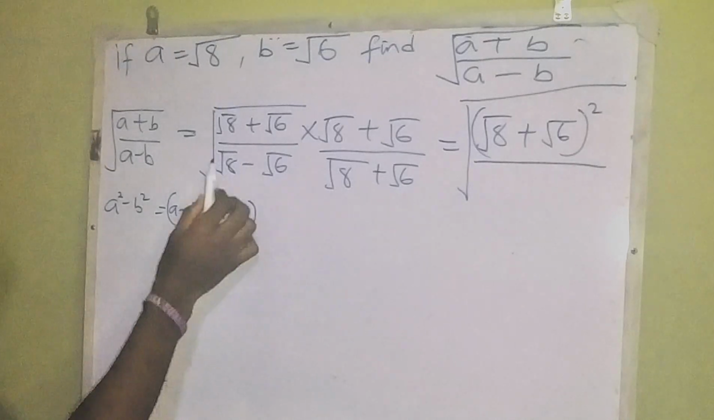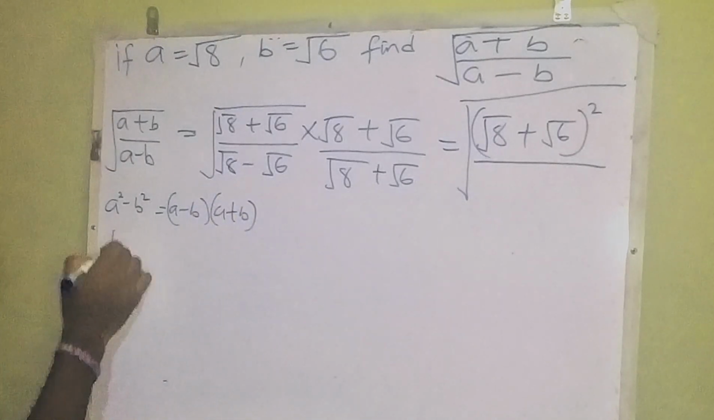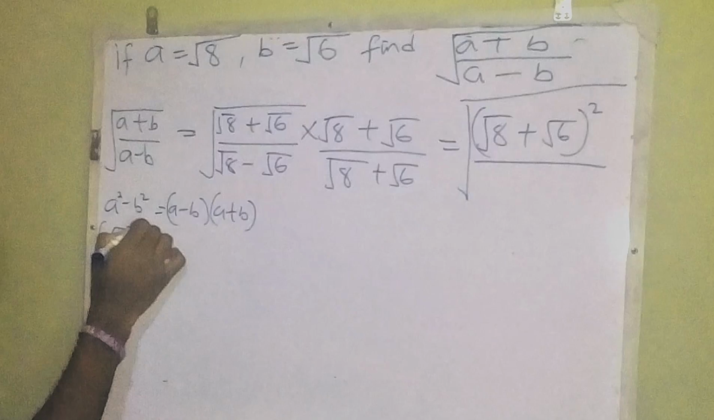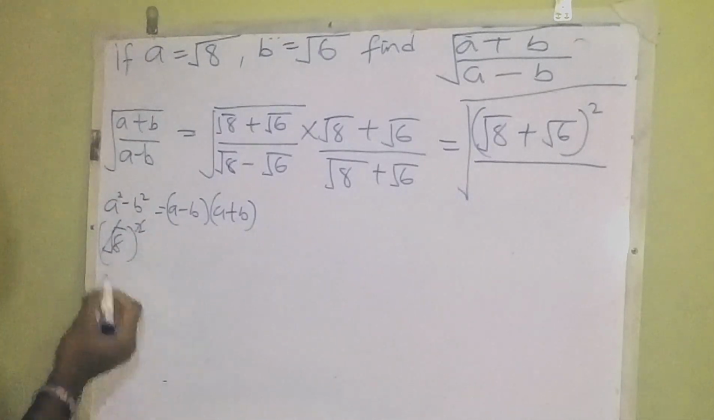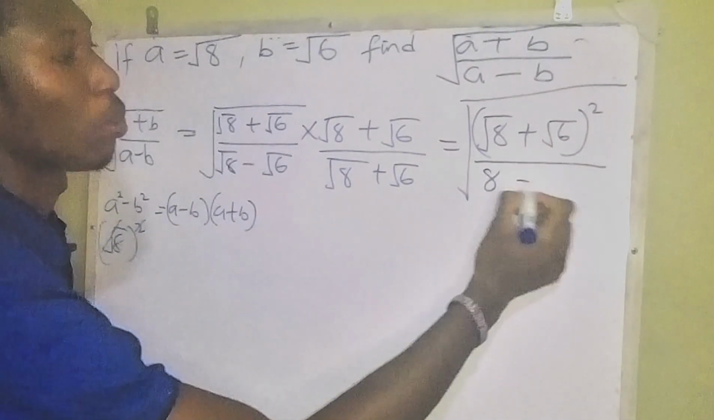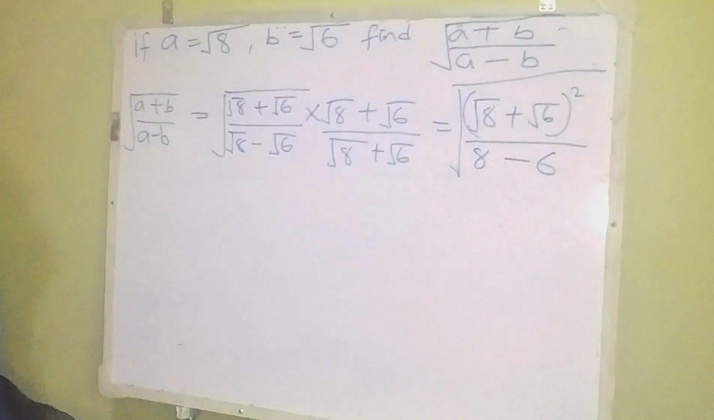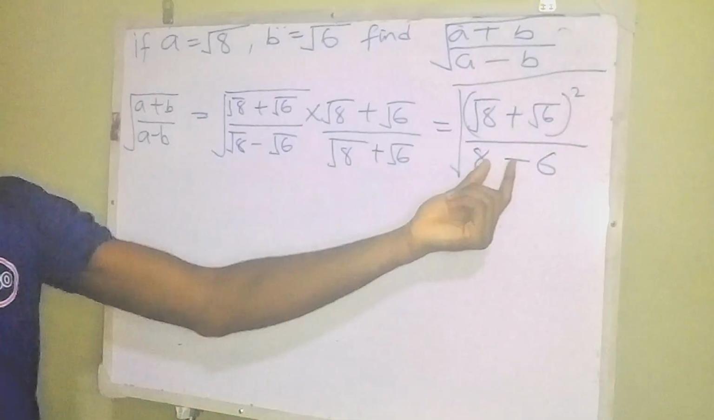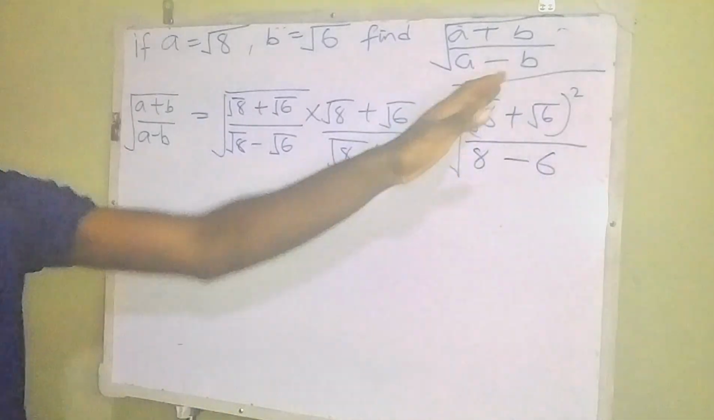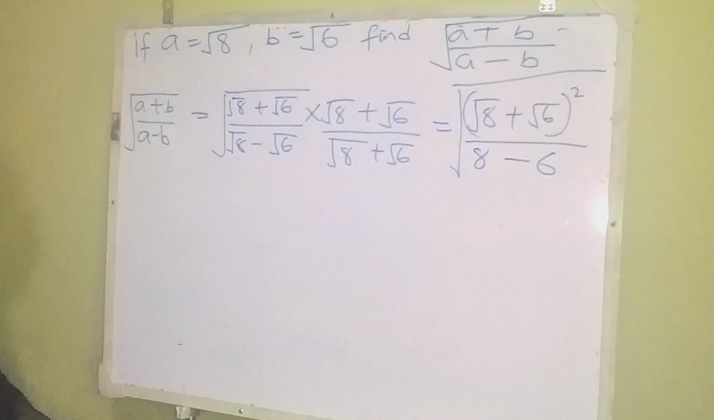A squared will be square root of 8 all squared, so the square will cancel out. Therefore, it will be 8 minus 6. Since we've gotten this, what we'll do now is to expand the numerator. I say factorize, I mean expand it.